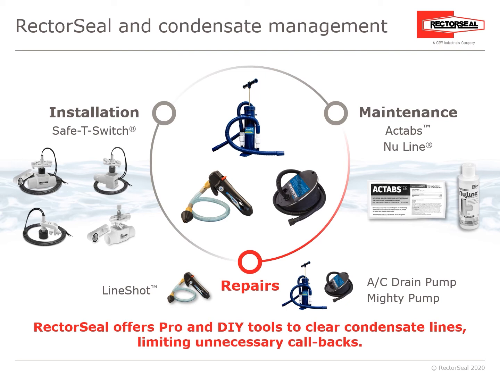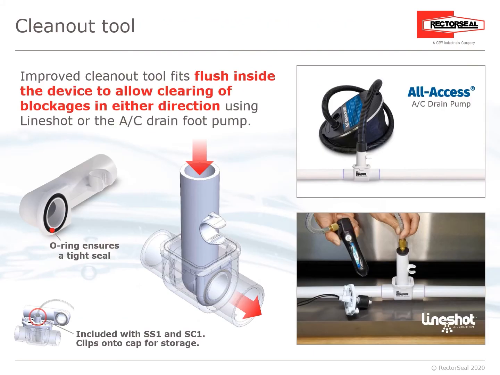Tools necessary to clear condensate lines, limiting unnecessary callbacks. The improved cleanout tool fits flush inside the device to allow clearing of blockages in either direction on the SS1 or downstream on the SC1 dedicated cleanout using Line Shot or the AC drain foot pump. It is an improved cleanout tool because it has an O-ring that now allows for a much tighter seal. The cleanout tool is included with the SS1 and SC1 and clips onto the cap for storage.